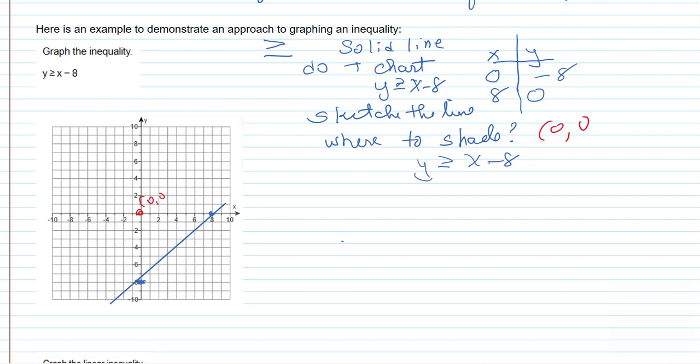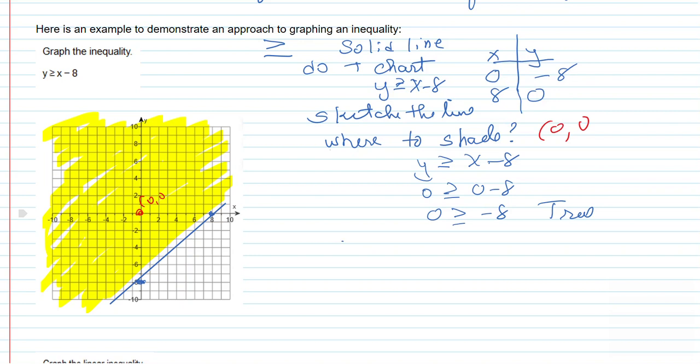So I'm going to put 0 is greater than or equal to 0 minus 8. 0 is greater than or equal to negative 8. And that is true. So we shade in that region that qualifies, that includes that point. Well, could I have used another one? Sure. Let's try another one to verify that is true.